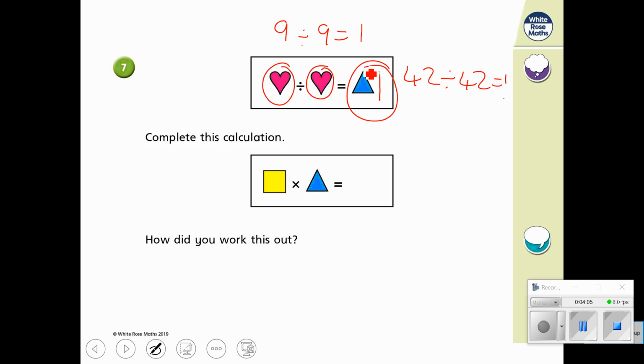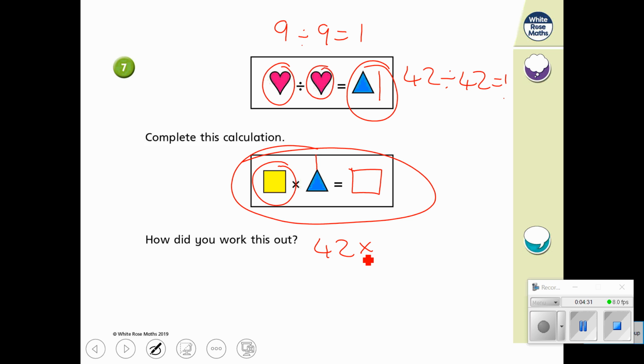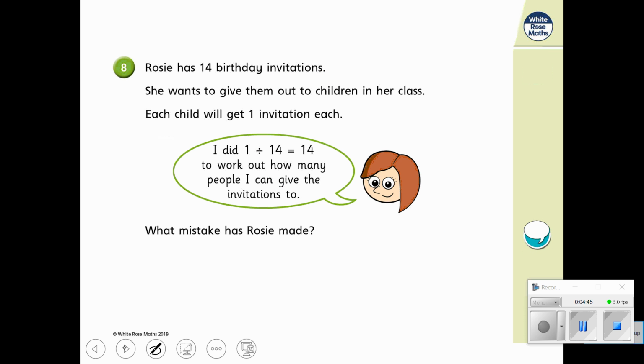Okay, we're going on to this bit here now. We have square times something equals something. Okay, so square can be any number, but we know that this is 1. And we also know that any number multiplied by 1 is itself. So that must be square. Ready? I'll put some numbers in to help you. 42 times 1 is 42. Imagine square is 33. 33 times 1 is 33. So the answer there is square. We're going to move on again.